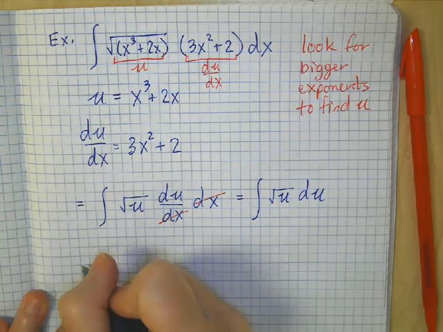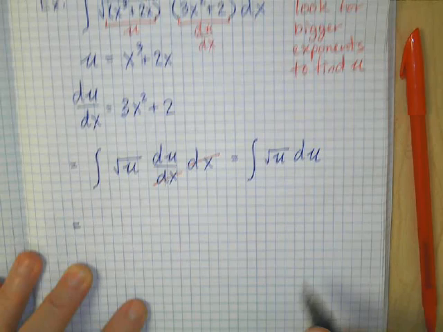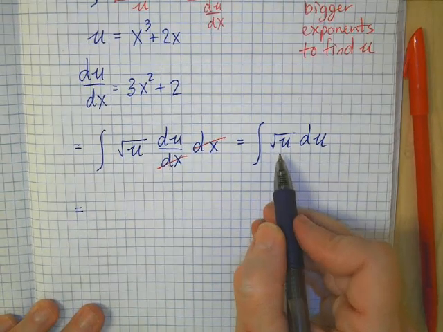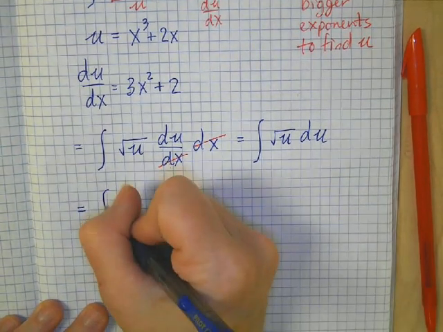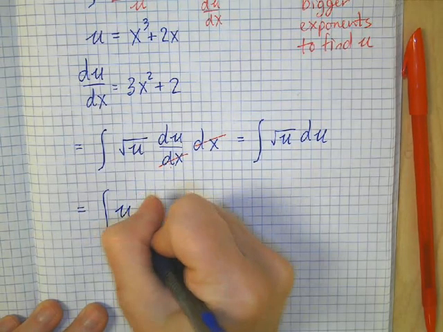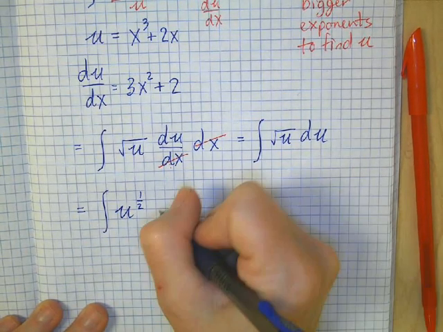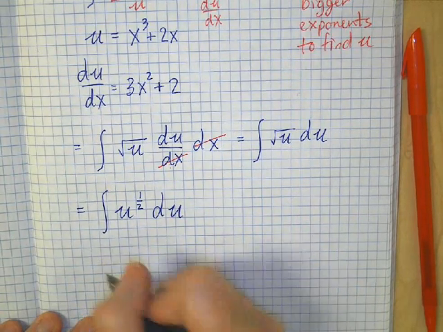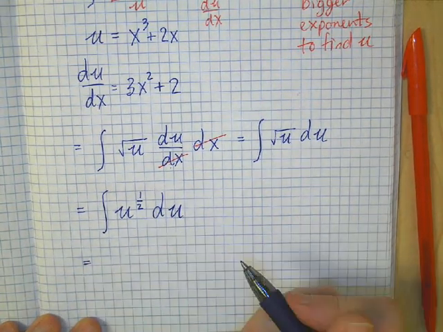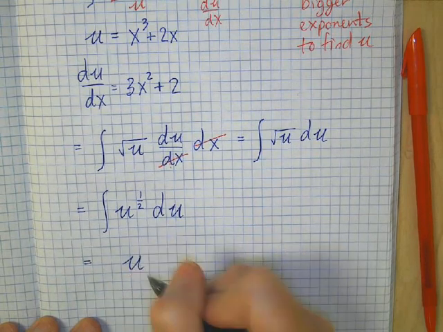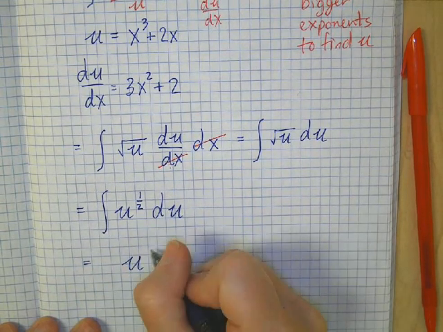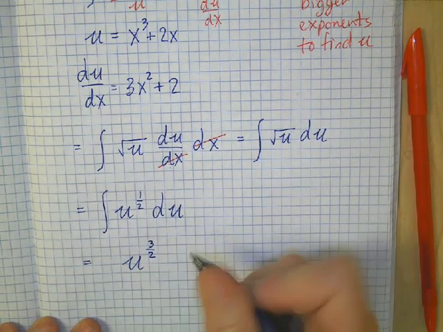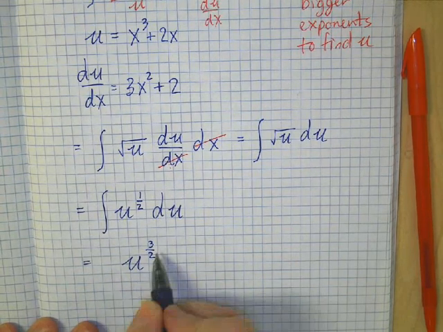Okay, so one thing, how do I integrate the square root of u? I need to rewrite that with an exponent. So I'm going to rewrite that as u to the 1/2. Still have my du, integrating with respect to u. Okay, so now I'm going to do my antiderivative. I'm going to add 1 to 1/2. U to the 1/2 plus 1 is 3/2. And then I'm going to multiply by 1 over 3/2.